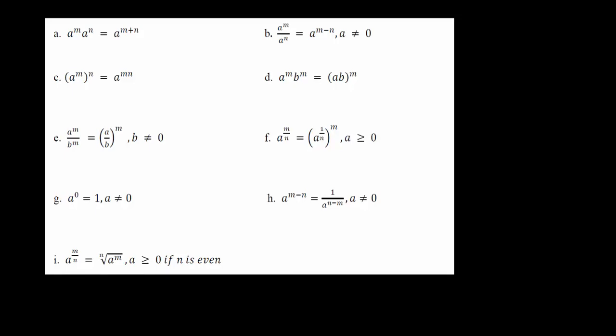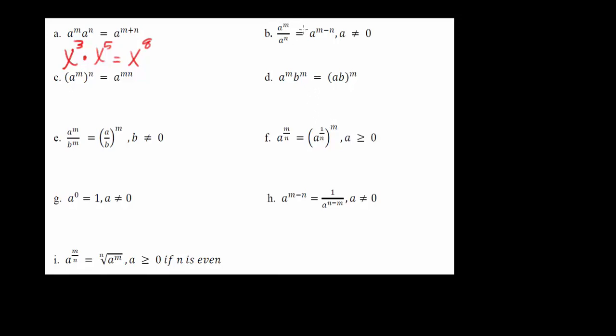Right here on our first part, part A, we have a to the power of m times a to the power of n. And when we have something like this, we keep our base and we add our exponents. Let me give you an example of this. This is like having an x cubed times x to the fifth. Well, our base is x, you keep the base and add the exponents.